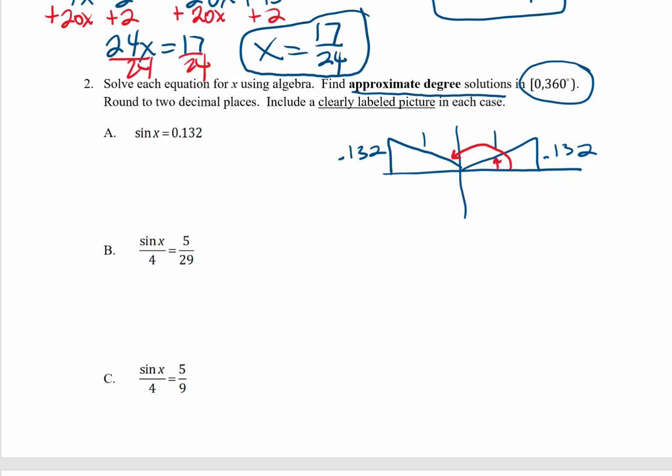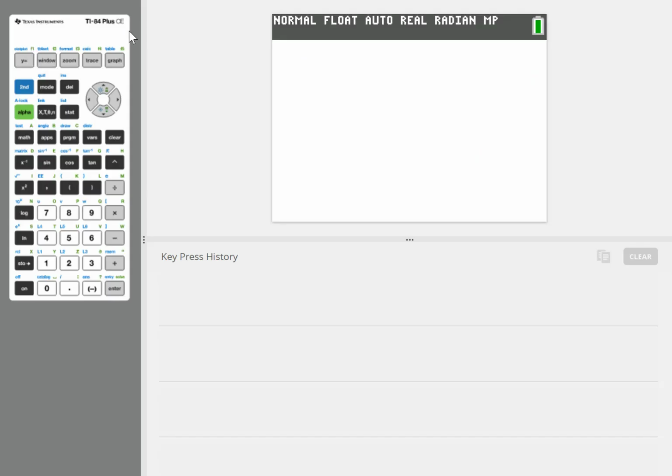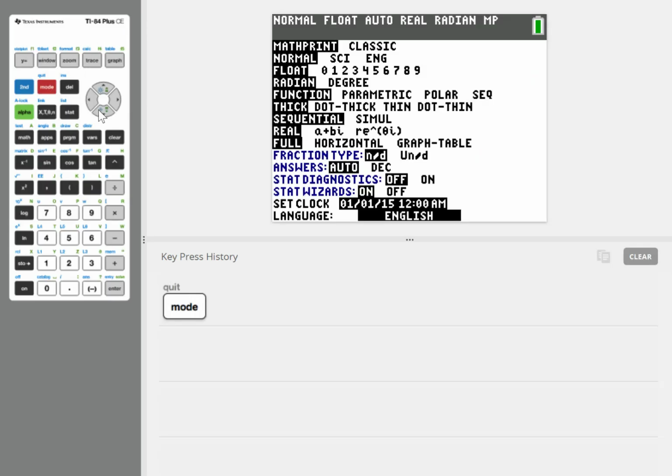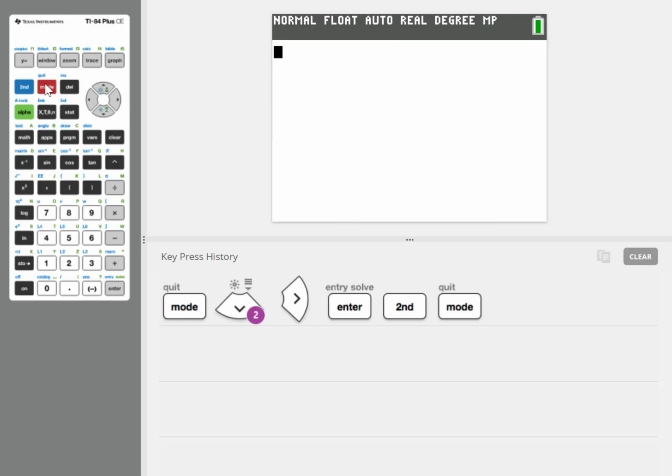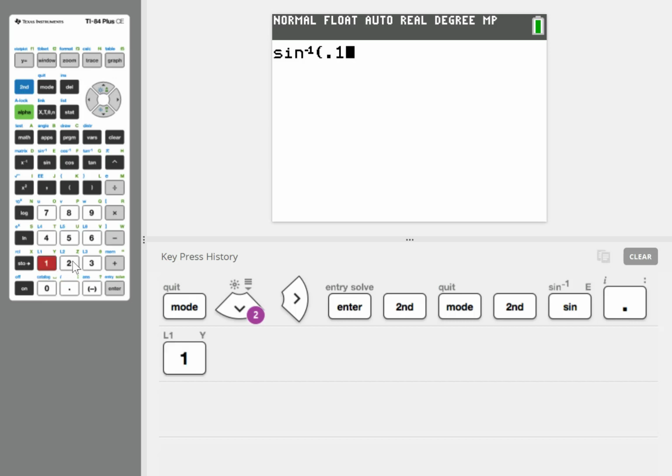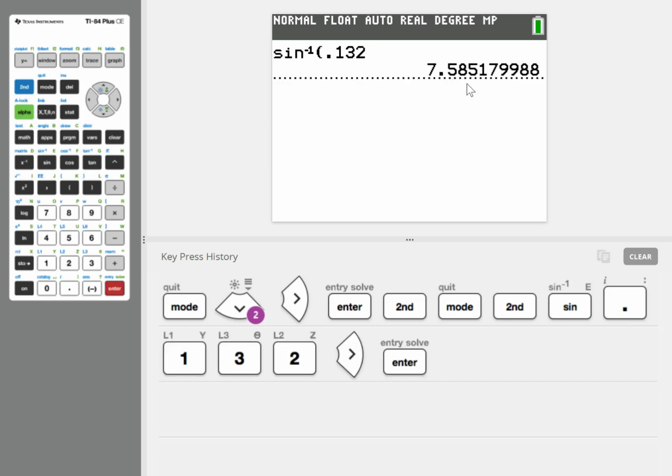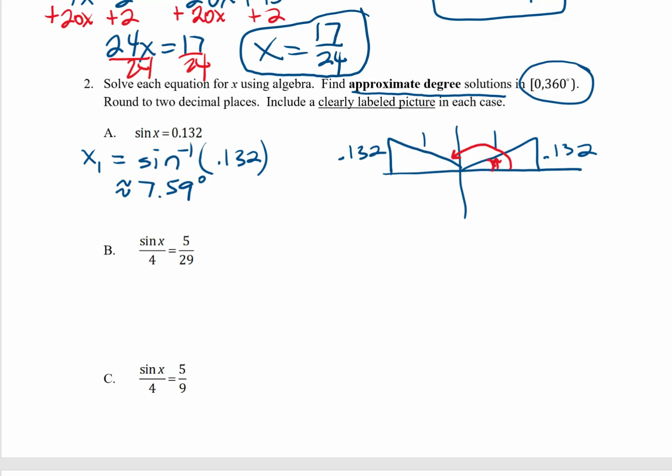I can see, though, that that smaller angle, that first x, is just going to be sine inverse of 0.132. Sine inverse will find me angles in the first quadrant. Let's go ahead and find that one first. So on the calculator, I need to put myself into degree mode. And now that I'm in degree mode, I can just type it in. I've got sine inverse of 0.132, and that comes out to be about 7.59 degrees. So that's this little angle here.